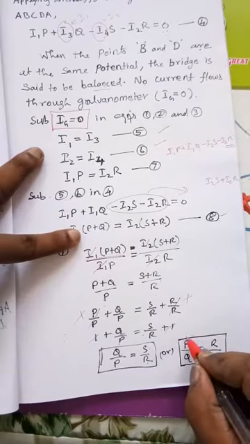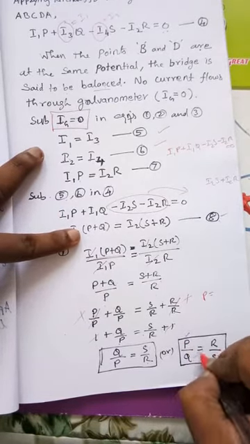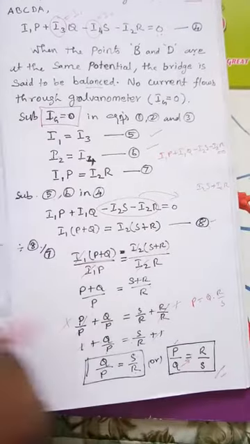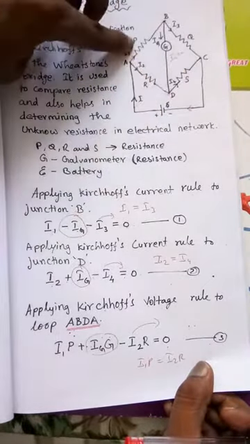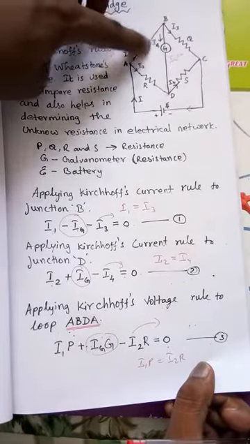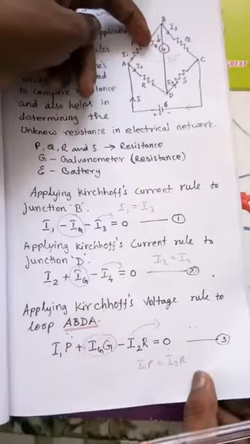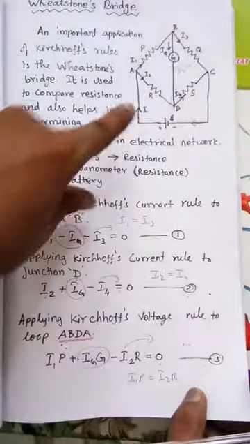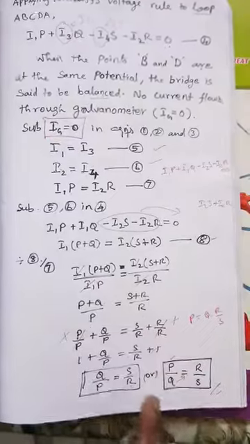So if you want to find the P value, and the other 3 resistances are known, then P is equal to, by cross multiplying, Q into R by S. So if Q, R, S are known values, you can easily find the unknown value of the resistance P. Any 3 values known means the other value can easily be determined. So this is the Wheatstone bridge. Very important 5 mark question.